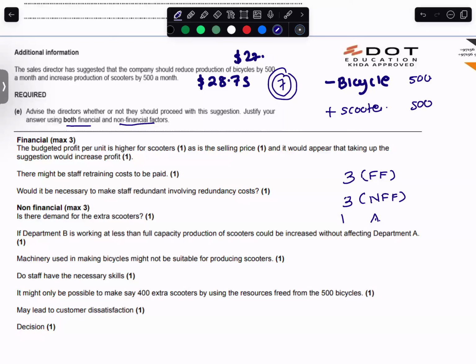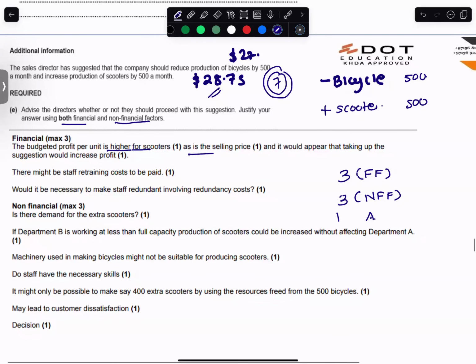Come on. If I take the financial factors into consideration, profit per scooter is more. And the selling price per scooter will also be more. And it can increase the profit.